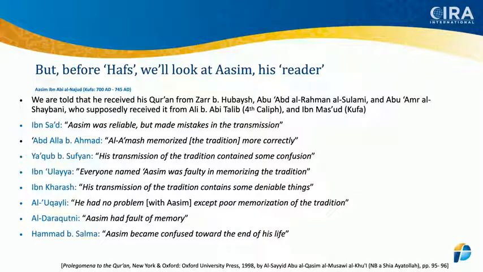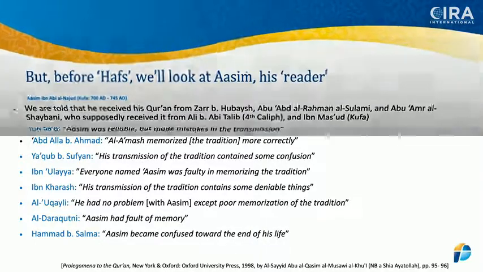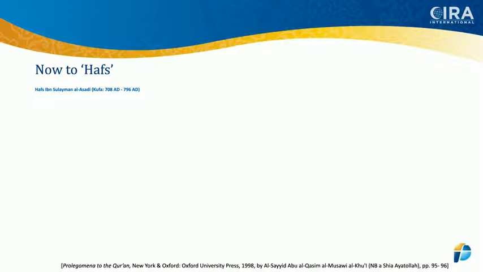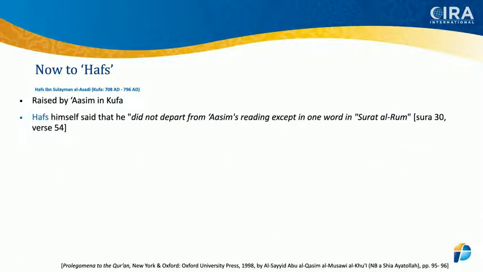What about Hafs? What do we know about Hafs? Well, we know that his name was, if you want to read it there, Hafs ibn Sulaiman al-Asadi. And look at the place he came from: Kufa in modern-day Iraq. He was raised by Asim, so at least he did know Asim, unlike many of the other narrators, who didn't even know who their stable leader was. He himself said that he did not depart from Asim's reading except in one word, and that's in Surah Al-Rum, Surah 30, verse 54.